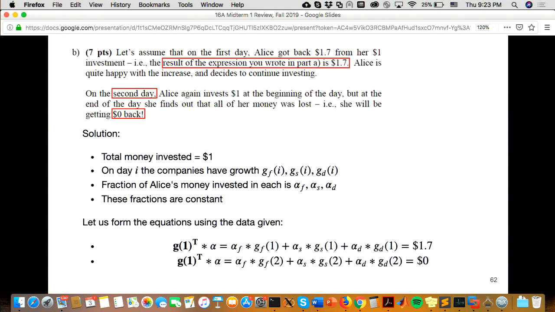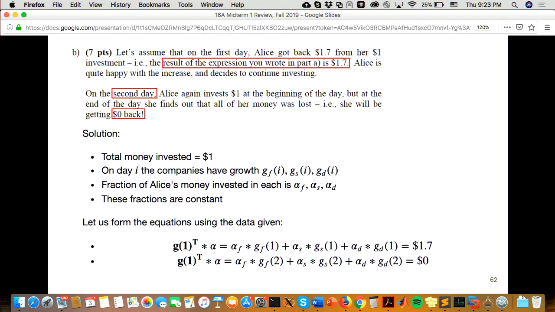So it says, let's assume on the first day, Alice got back $1.7. So remember the equation we wrote back there? That's exactly what that's equal to. Make sense? Okay. And then it says, on the second day, she again invested $1 at the beginning of the day. But this time, the stock market crashed. So she got back nothing. Kind of sad, but hey, that happens.